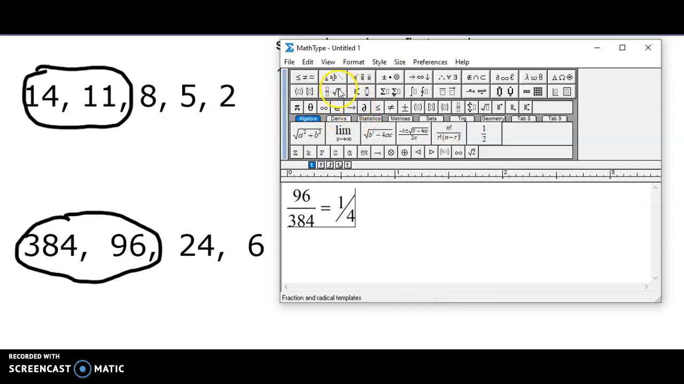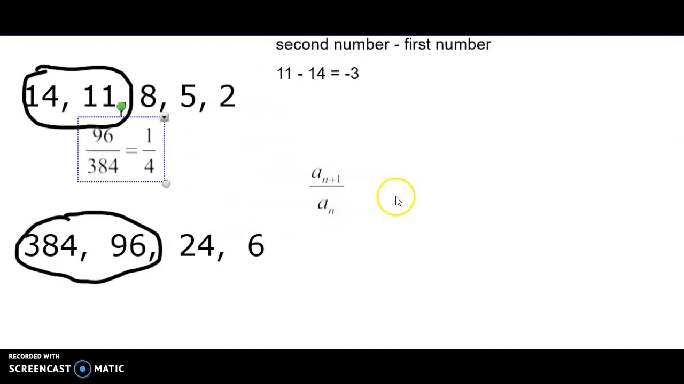I don't like that one. I want this one. 1 over 4. I want them to look the same. Okay, perfect. So our common ratio is going to be 1 over 4.